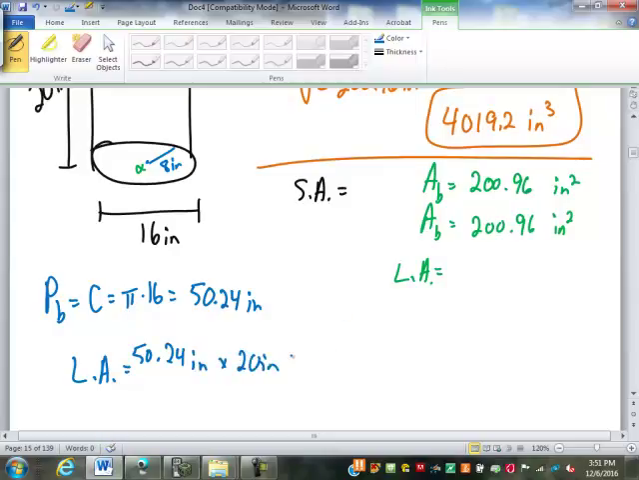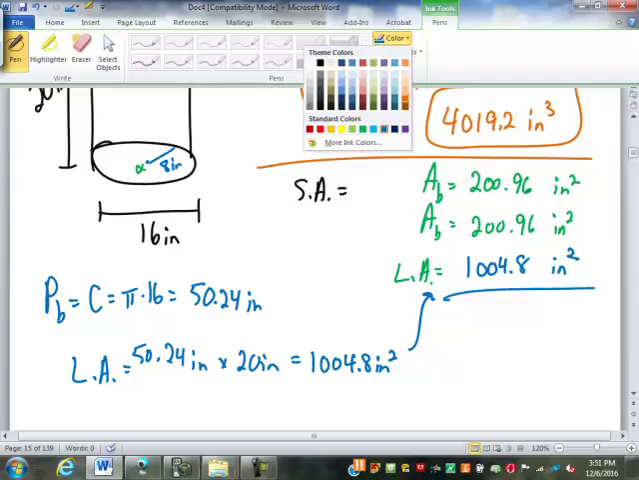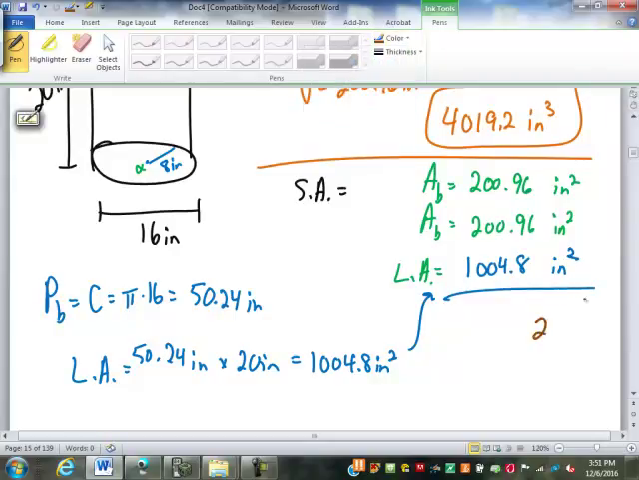Do I need to divide by 2? Say no. No. Oh, very good. So it's 1,004.8 square inches of lateral area. So that adds up to be 1,406.72 square inches for total surface area.